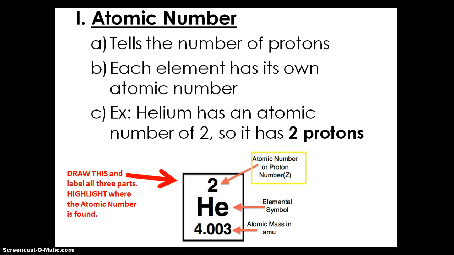This is a periodic table square, and you have the atomic number or the proton number on top. So right here 2 means 2 protons, because that's the atomic number. The capital H and lowercase e is the elemental symbol. It always starts with a capital, and if there's a second letter, the second letter is always lowercase. So make sure you write that correctly. The atomic mass is 4.003. We'll talk about that later.